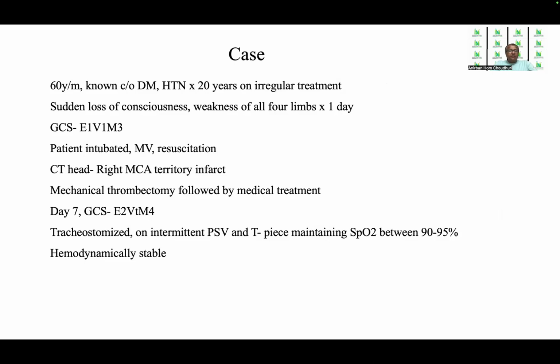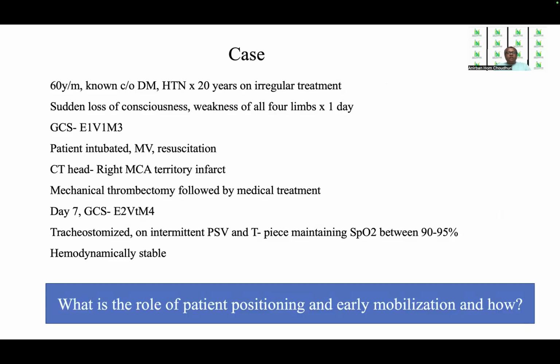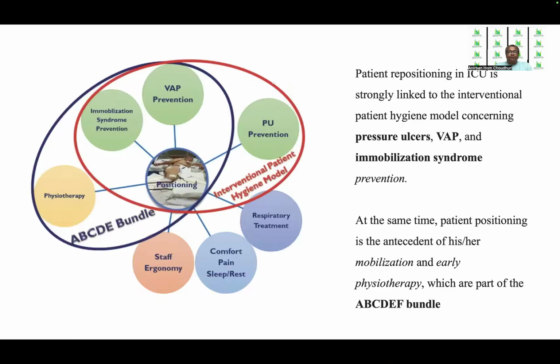And on day 7, the patient has a GCS of E2, VT, and M4, meaning that the patient still has a long way to go for final recovery. Hence, the patient is tracheostomized and put on intermittent pressure support ventilation and T-piece trials, maintaining saturation between 90 to 95%. Patient is hemodynamically stable. The question is, what is the role of patient positioning and early mobilization on the recovery, and how should we go about it?